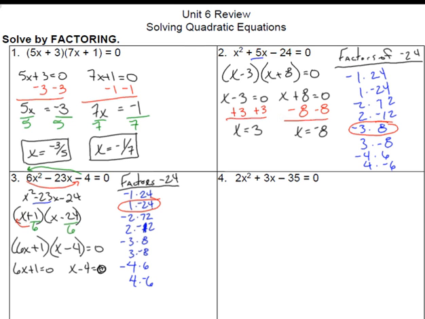The one on the left, I subtract 1 from both sides. 6x is equal to negative 1. I divide both sides by 6. X equals negative 1/6. Go on the right, I'm going to add 4 to both sides. X equals 4.